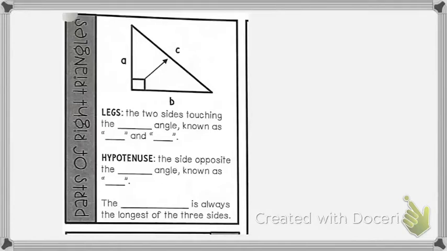Today we're going to be talking about the Pythagorean theorem, and the first thing that we have are parts of a right triangle. So here we have a right triangle, and it's a right triangle because we have this 90-degree little symbol.